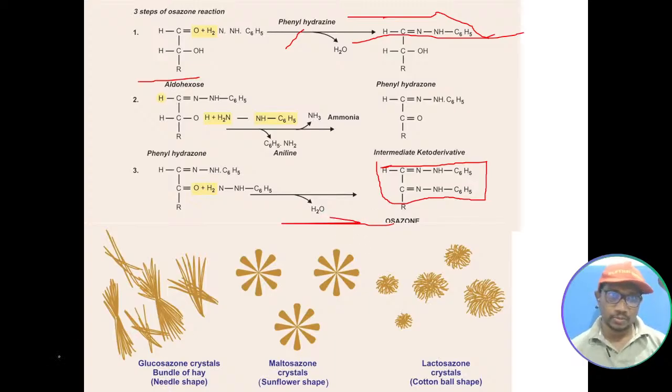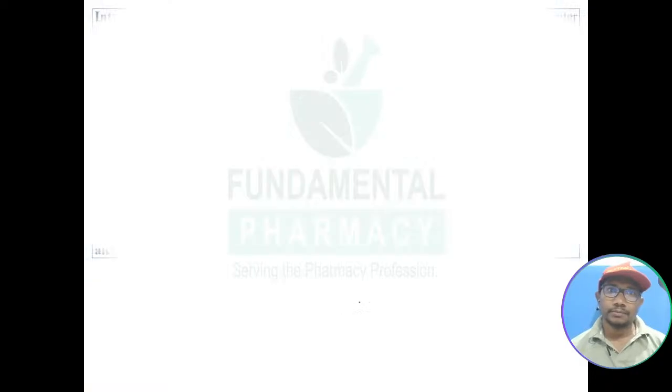These are the structures of glucosazone, glucose, maltose, then mannose, and fructose. They will all give you needle shaped crystals: glucose, mannose, and fructose. Maltose will give you sunflower shaped crystals. Lactose will give you powder puff shaped crystals or cotton ball shaped crystals. A question has already come on these crystals 2-3 times, right?